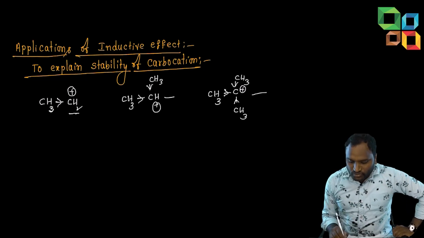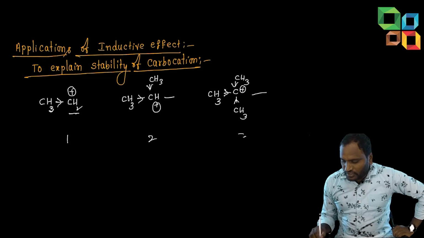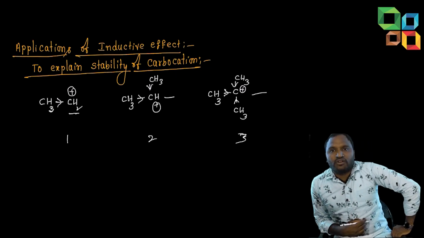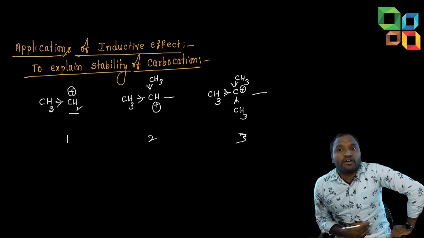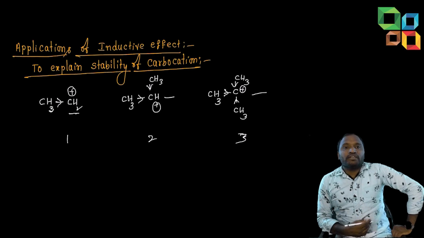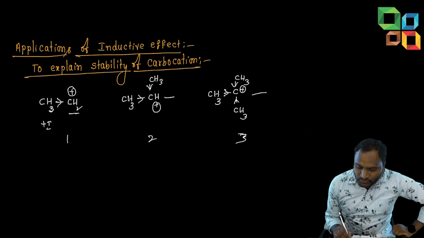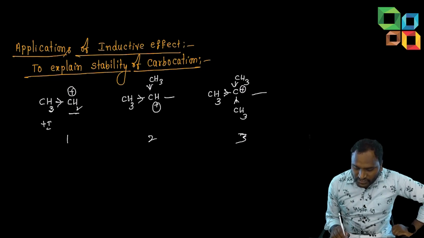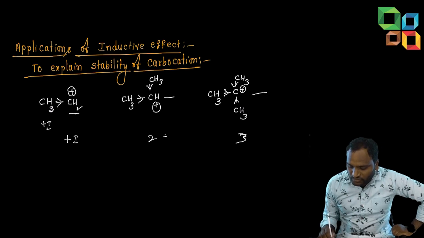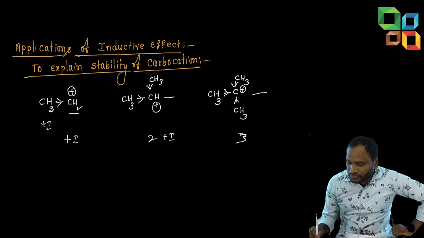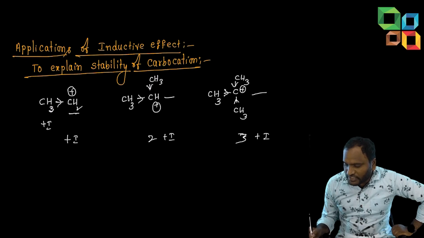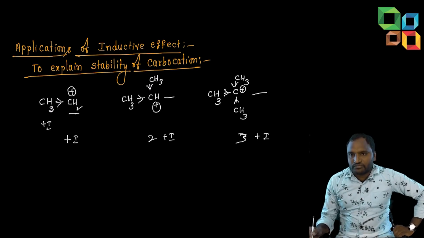Which will be the more stable? First one or third? Third one. Why? Because more groups are ready to give electrons. This is called plus I effect group. Here how many plus I effect groups are there? Only 1. Here? 2. Here the number of plus I effect groups is 3.